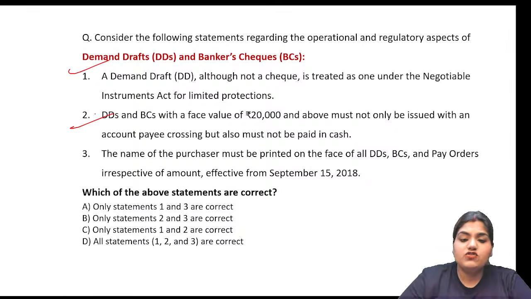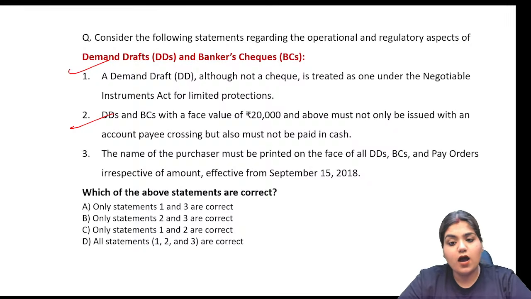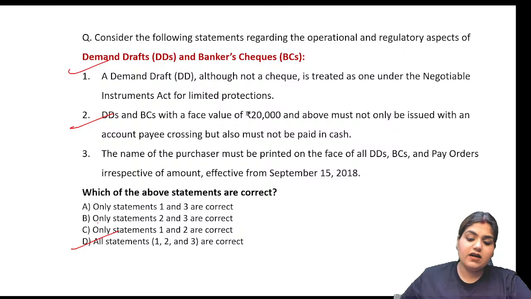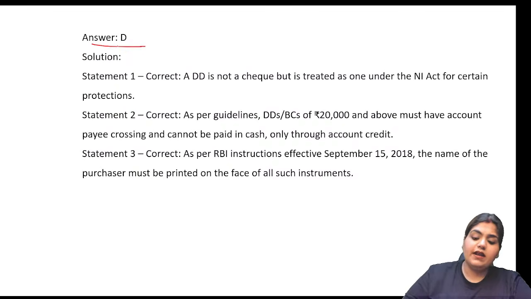The name of the purchaser is to be printed. Must be printed. This is effective from 14th of September. All the statements that are given are correct. D is the correct answer. Next question.